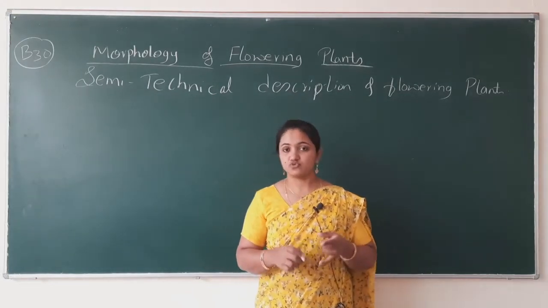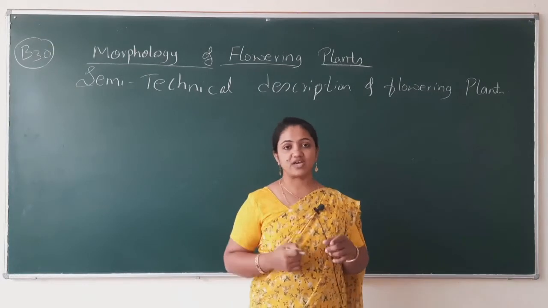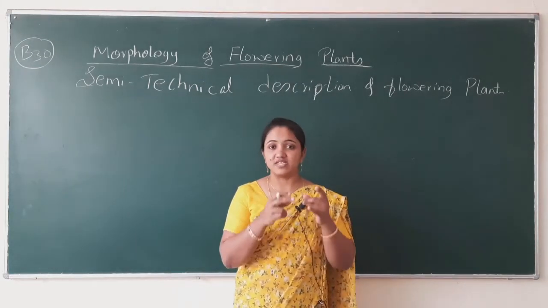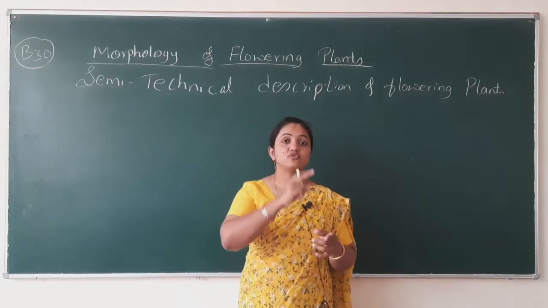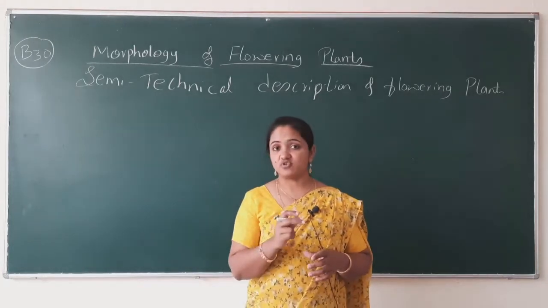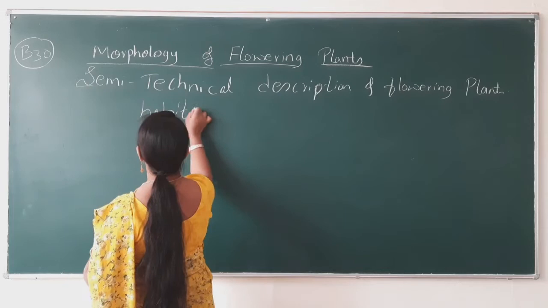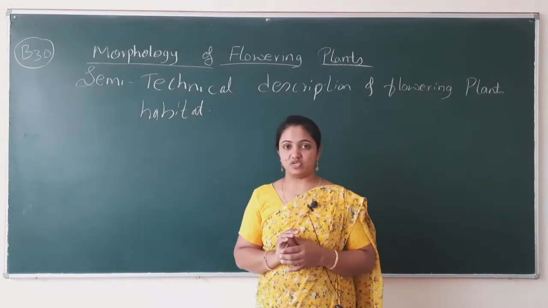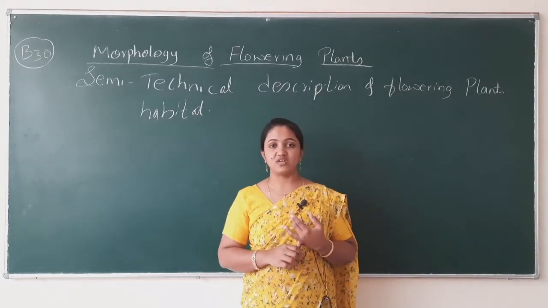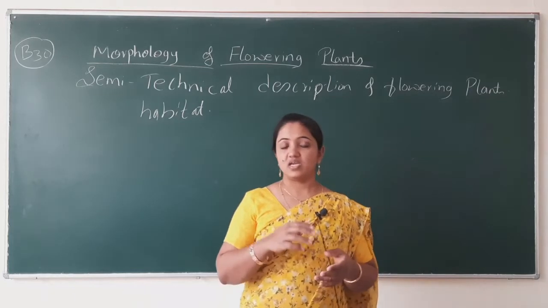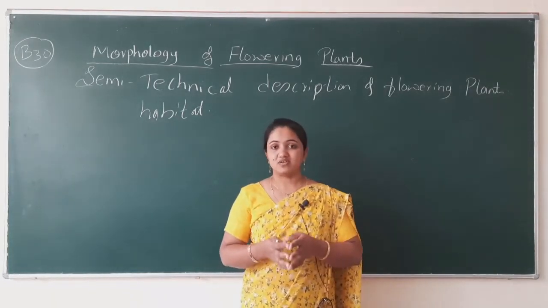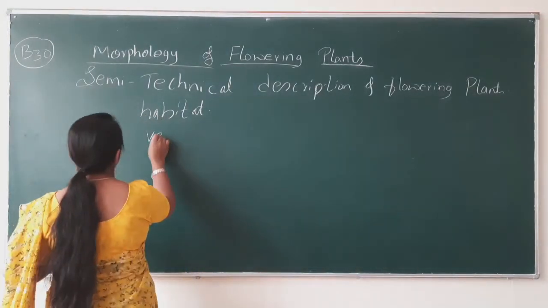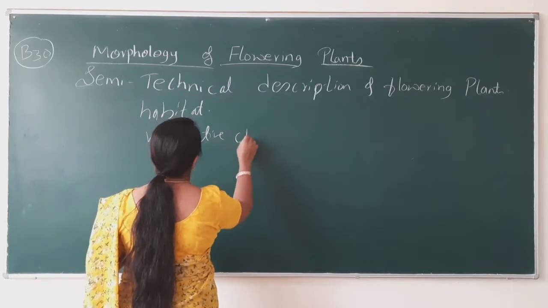First of all, we have to tell the vegetative characters of the plant. Vegetative characters means how the roots are modified, how the roots are present in the particular plant. Before the root, we have to describe the habitat of the plant. Habitat means in which area it is growing. It may be terrestrial, or a water plant, or an epiphyte, or a parasitic one, climber, herb, or shrub. After the habitat, we have to write the vegetative characters.